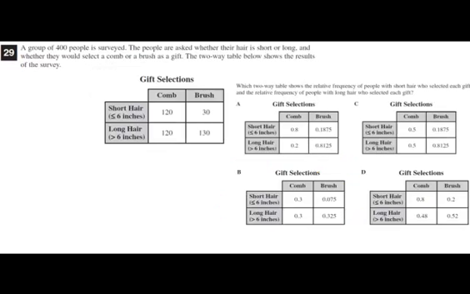29. A group of 400 people is surveyed. The people are asked whether their hair is short or long and whether they would select a comb or brush as a gift. The two-way table below shows the results of the survey. So right here. Which two-way table shows the relative frequency?